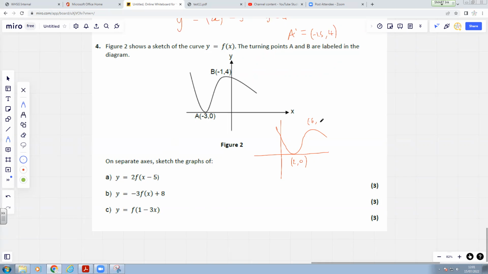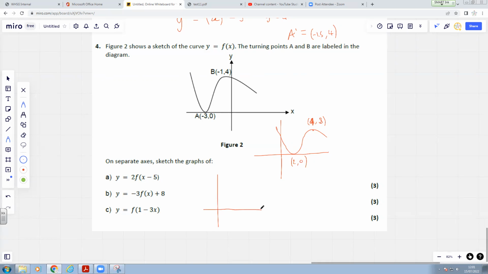Sorry, one of these I've added wrong. I increase that by 5, you get 2. Increase that by 5, you get 4. Oh dear. And then we need to double the y coordinates, which gives you 8. There we go, and that's where B is. I assume they want us to show where B is now.